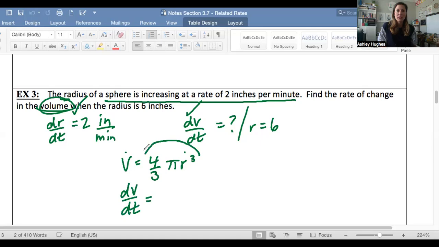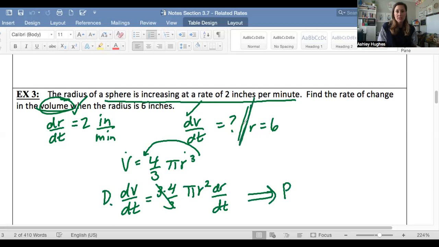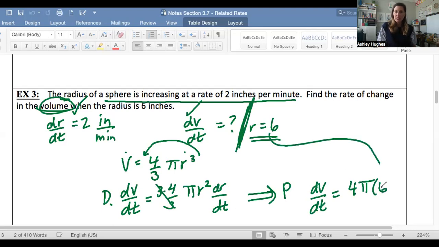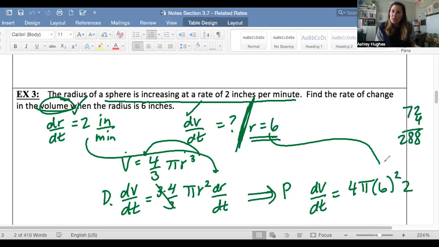So dV/dt is, bring the 3 down, 4 pi r squared dr/dt. Now, after I take the derivative, then you get to plug in your stuff. Touch this only after you take the derivative. So dV/dt is 4 pi, what is r at this instant? 6 squared. dr/dt is 2. So then I can just multiply 6 squared, 36, times 2. 36 times 2 would be 72, times 4 is 288 pi.